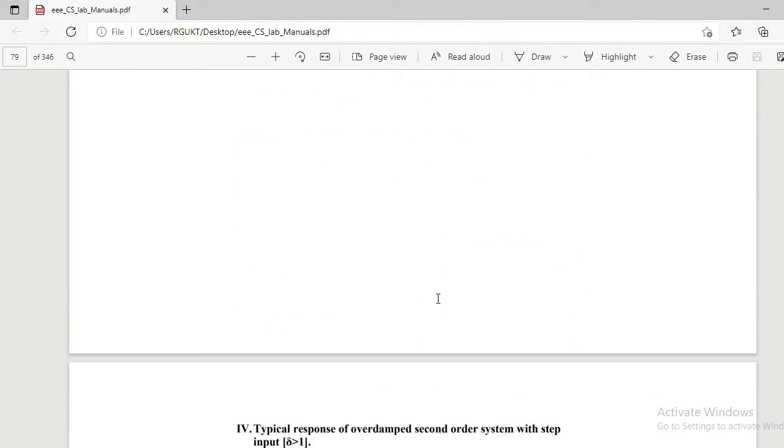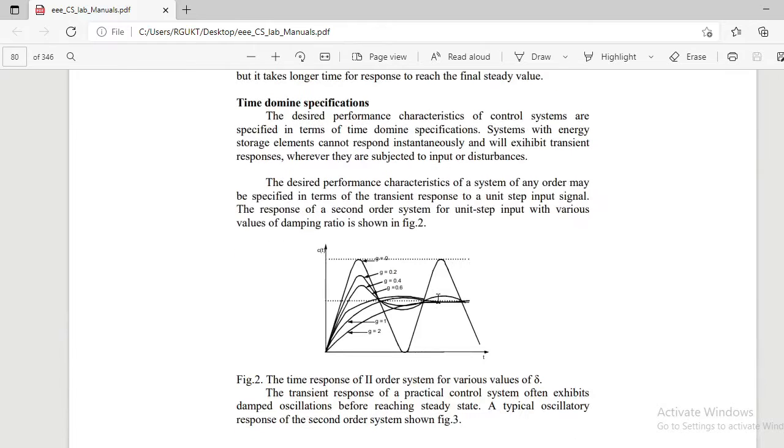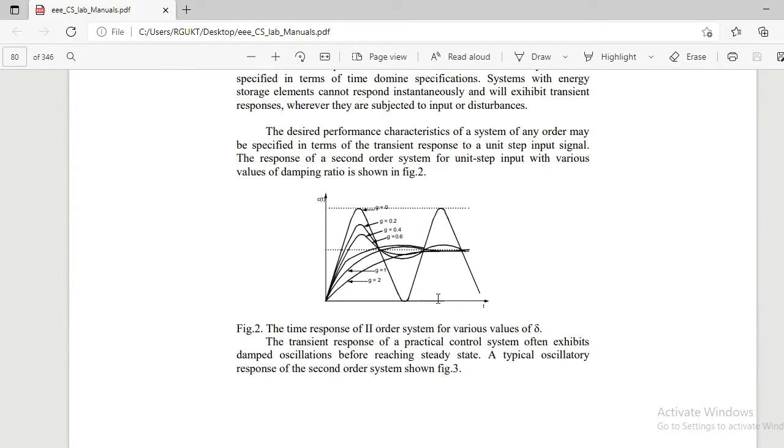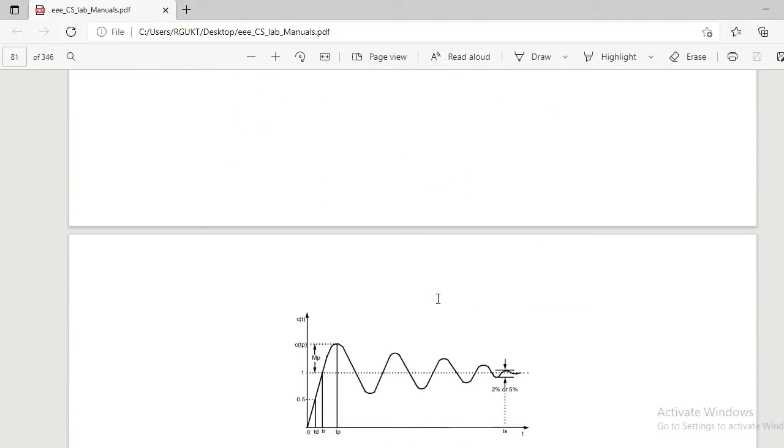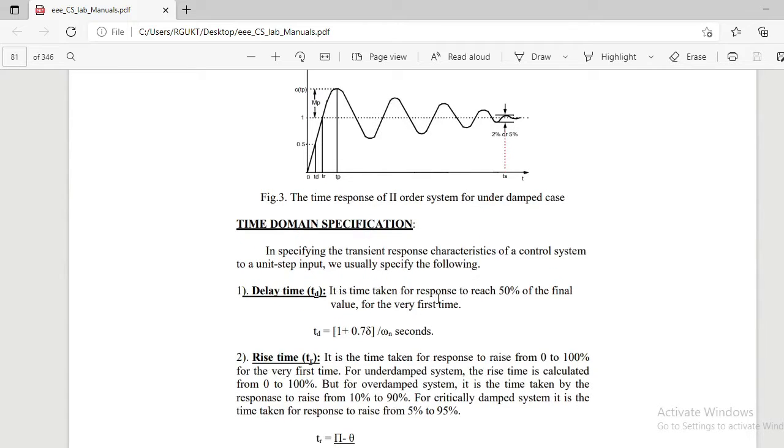Actually, what we need to do here is observe the time domain specifications for the different values of zeta. For the different values of zeta, we have to determine the time domain specifications. So this is the waveform. Practically, the CRO will display it.